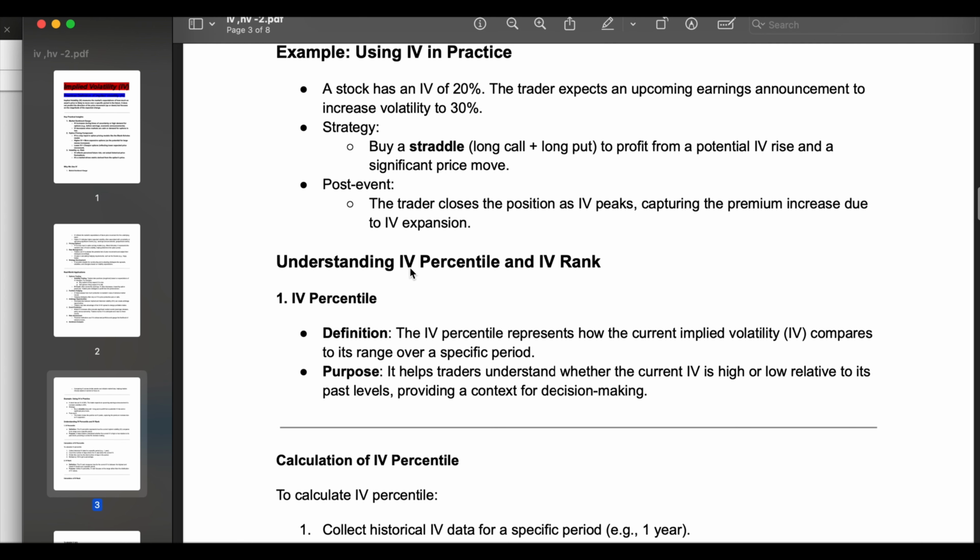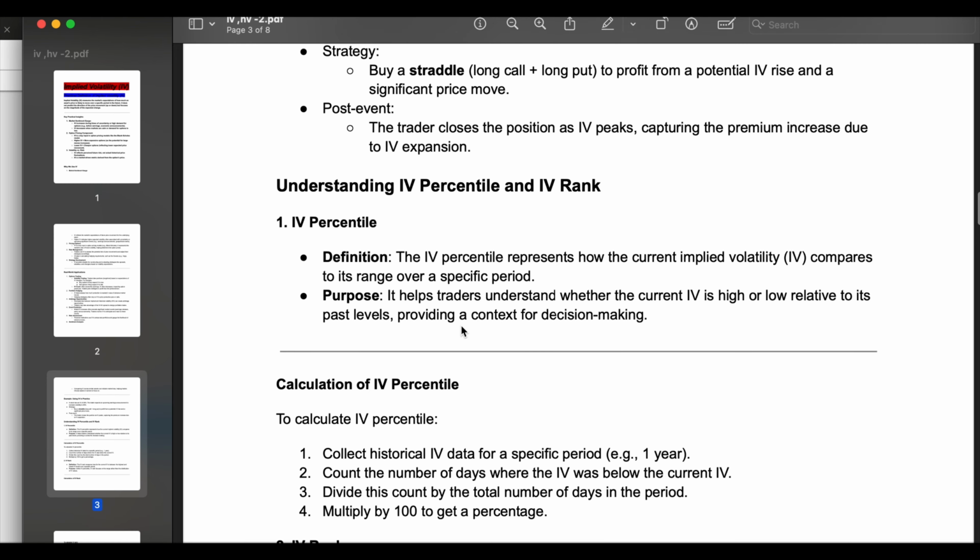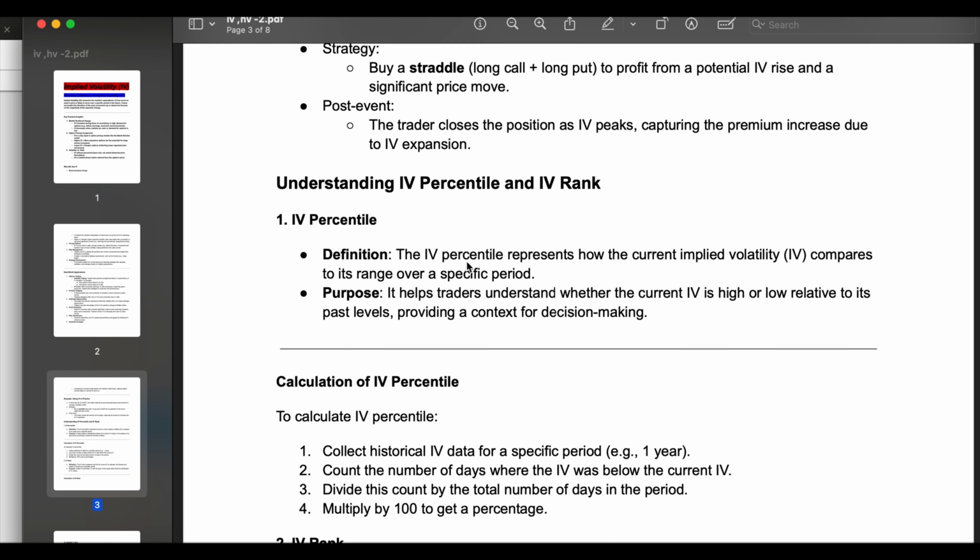See, understanding of IV percentile and IV rank. What is the IV percentile? The IV percentile represents how the current IV compares to its range over a specified period. Okay. Suppose at this time IV percentile, IVP, has a value of 50. It means that it is higher than 50% of previous values, like 30. It is less than previous, it is less than 30%.